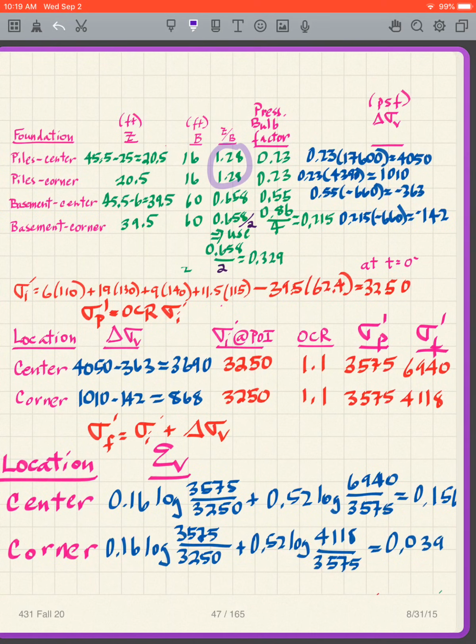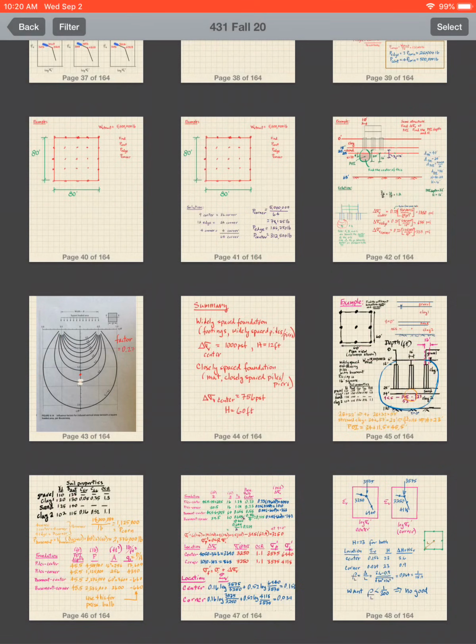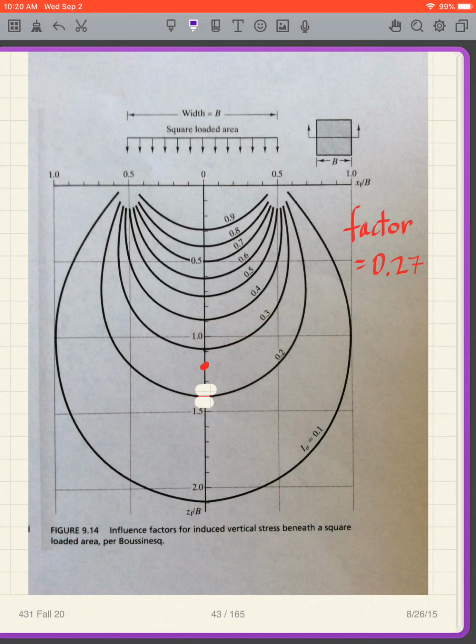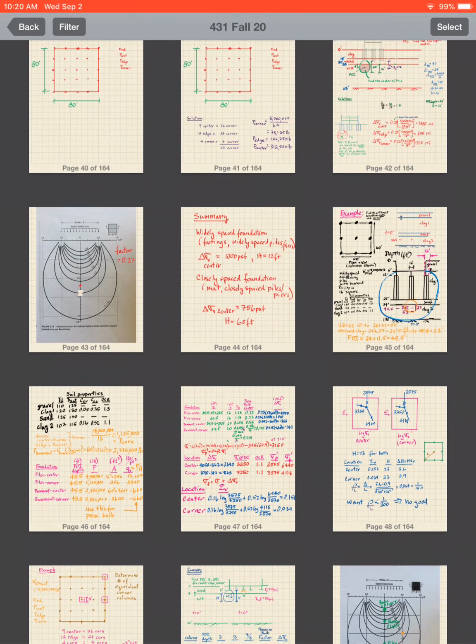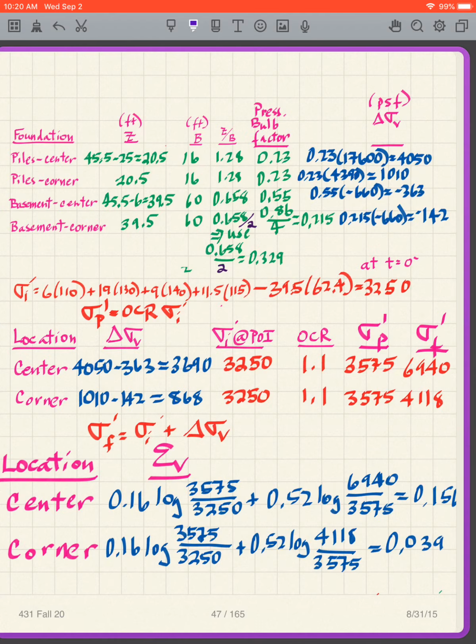Here my Z over B is 1.28, and let's see, do I have that now? On this one, 1.28 is in here somewhere, between 0.2 and 0.3. So we got 0.23 for the pressure bulb factor for that one. And then the other one, we're at 0.658, and 0.658 over 2. So let's do that one.